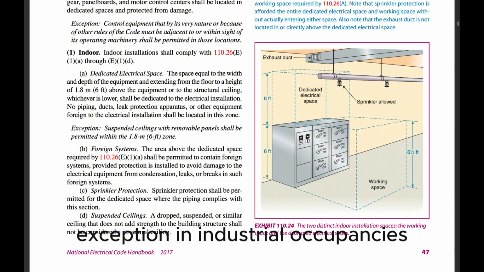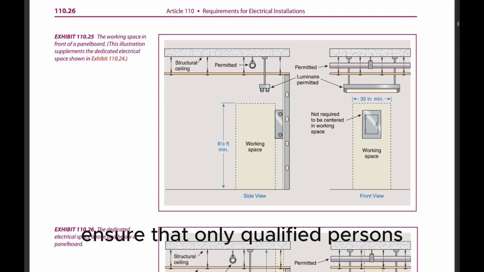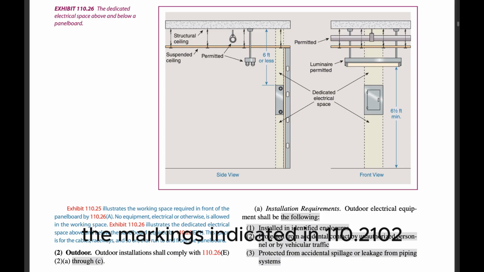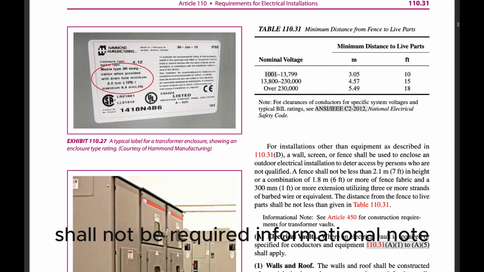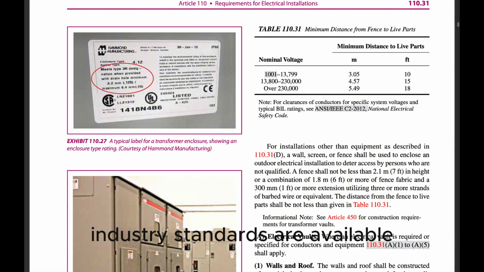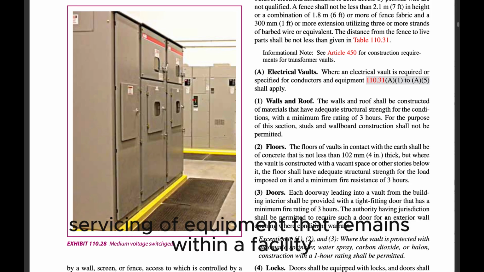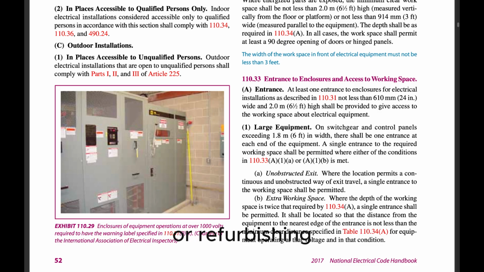Exception: In industrial occupancies, where conditions of maintenance and supervision ensure that only qualified persons service the equipment, the markings indicated in 110.21(A)(2) shall not be required. Informational note: Industry standards are available for application of reconditioned and refurbished equipment. Normal servicing of equipment that remains within a facility should not be considered reconditioning or refurbishing.